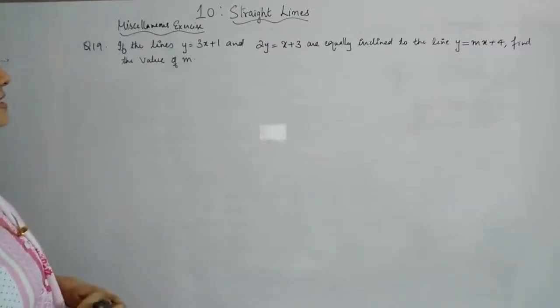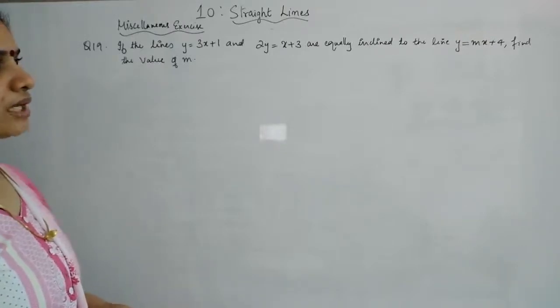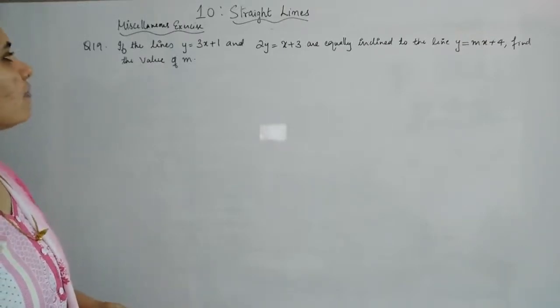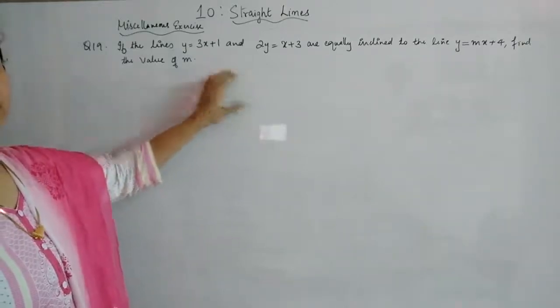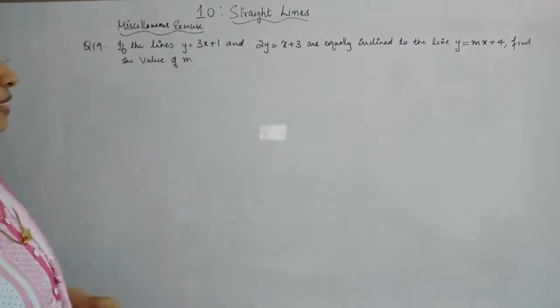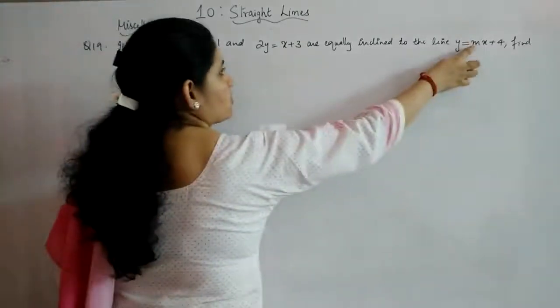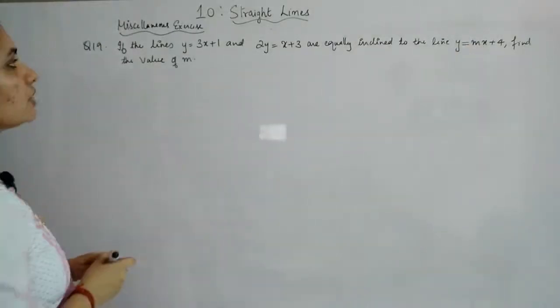Question number 19 is, if the lines y equal to 3x plus 1 and 2y equal to x plus 3 are equally inclined to the line y equal to mx plus 4, find the value of m. So equally inclined means we will use the tan theta concept for both the lines, and we will find out what is m equal to. Okay, this m unknown is to be found out. The slope of the line which is equally inclined to the given two lines.